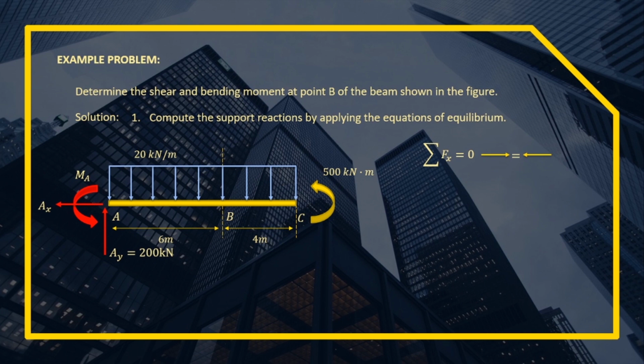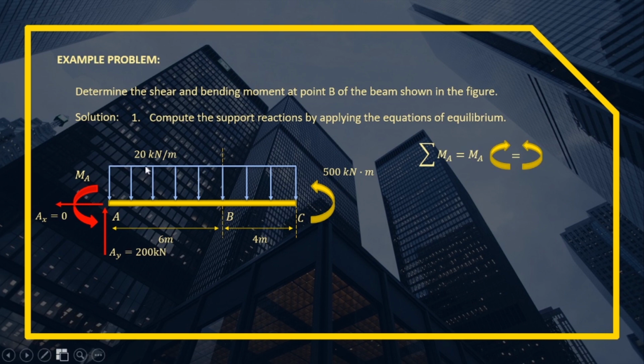And to get AX, guys, we'll use the summation of force horizontal equal to 0, or equate all the forces in the direction to the right to all the forces in the direction to the left. The force to the right is 0, equal to the direction to the left which is AX only. So we have the value of AX equal to 0.